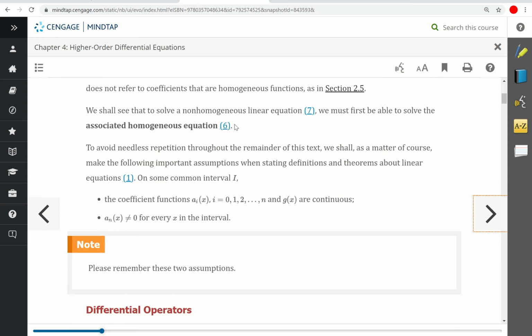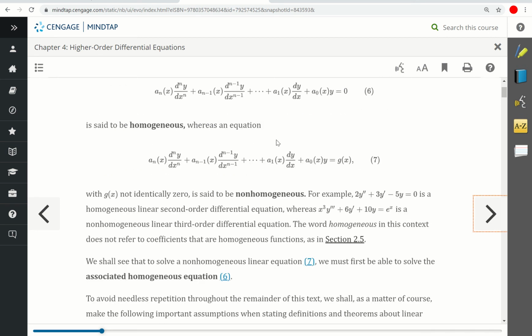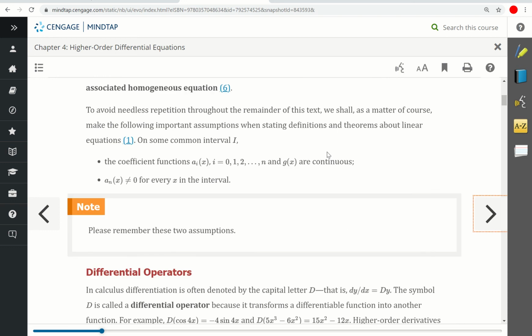We will see that to solve a non-homogeneous linear equation, we will first start by actually solving the associated homogeneous equation. So this example, the function given under label 7, is the more general situation that we have. And to solve this one, we're actually going to revert back and first begin by solving the associated homogeneous equation, where we set g of x equal to 0, and first solve this simpler one.